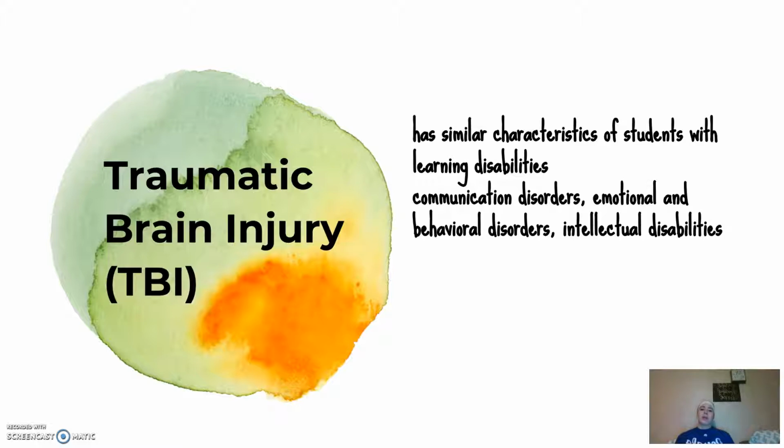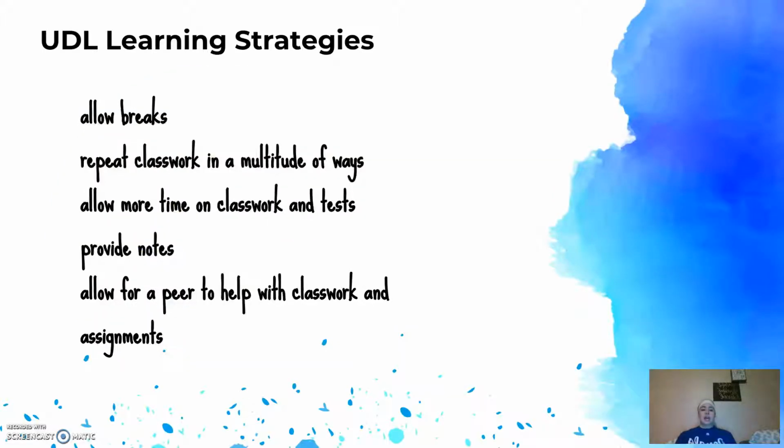Next is a traumatic brain injury. They have similar characteristics of students with learning disabilities. They have problems with communication disorders, emotional and behavior disorders, and then intellectual disabilities.